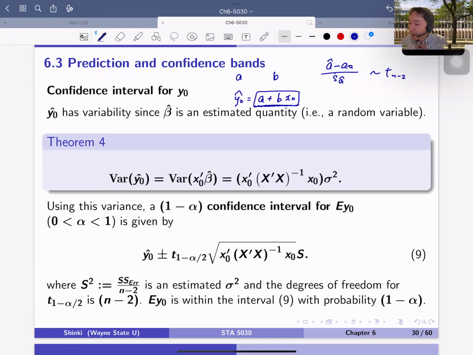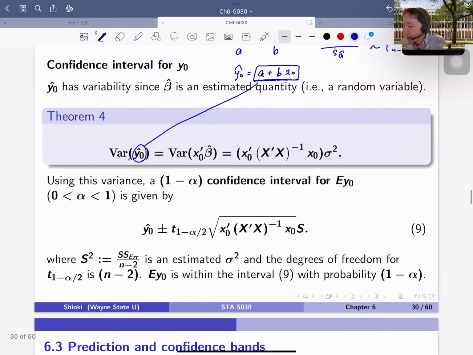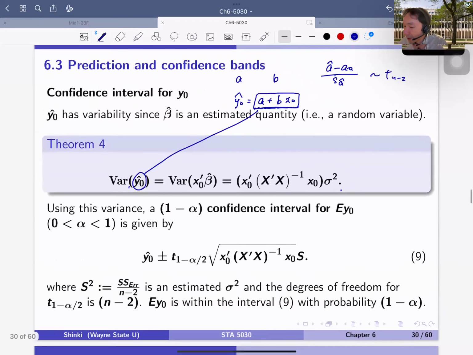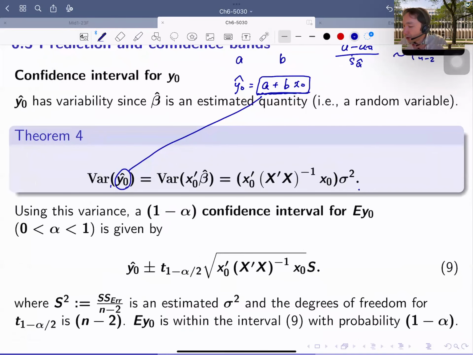So what's that? That is given by this theorem. So the variance of y naught hat, which is equal to A plus B times X naught, is given by this formula. Y hat naught is actually X naught transpose times beta hat, right? And actually this is given by this.